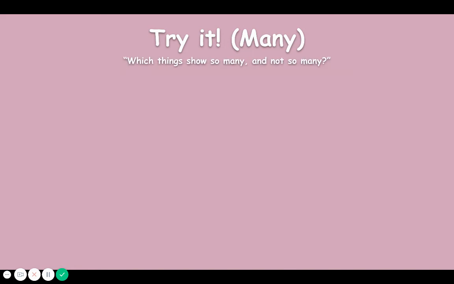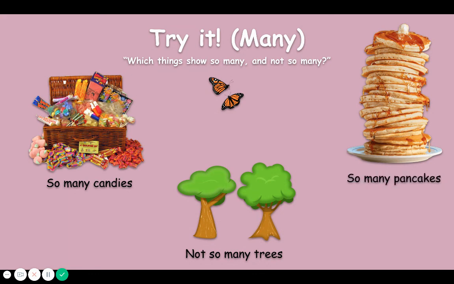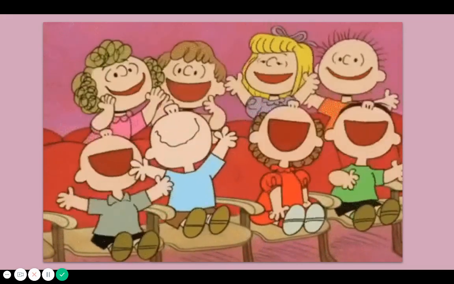All right, this is try it for many. Which things show so many and not so many? Take a look. Try to guess. Okay, here we go. So many candies. Not so many trees. So many pancakes. Not so many butterflies. All right, very good. You finished all the way.